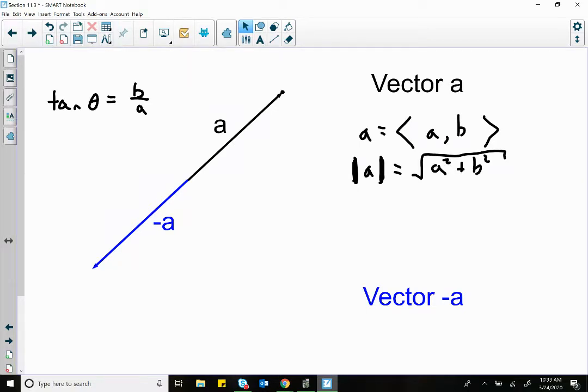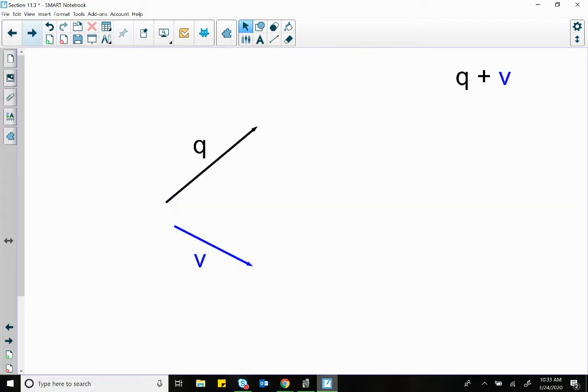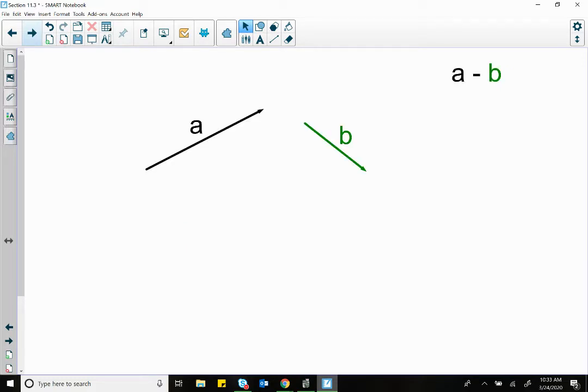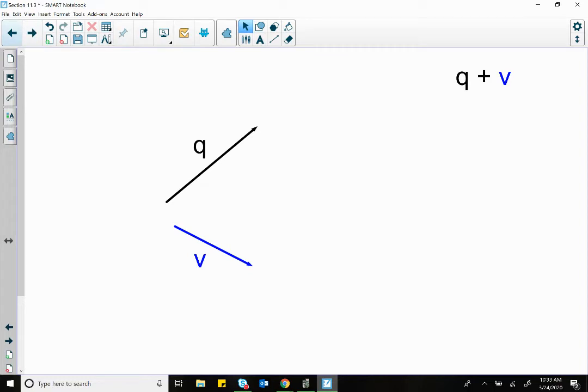All right. And then after that, they're going to start asking you questions about how do we add and subtract vectors. Okay, how do we add and how do we subtract? And they're going to give you a couple pictures to look at. So let me talk to you about adding and subtracting.